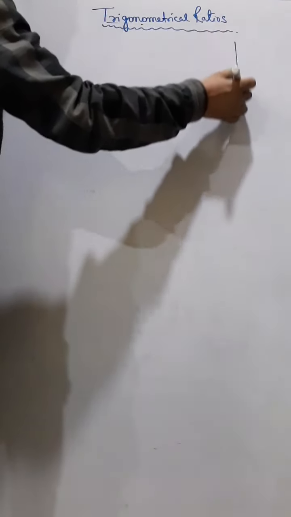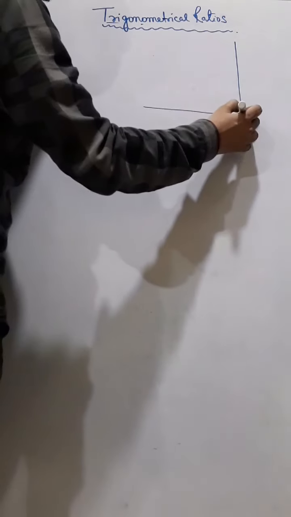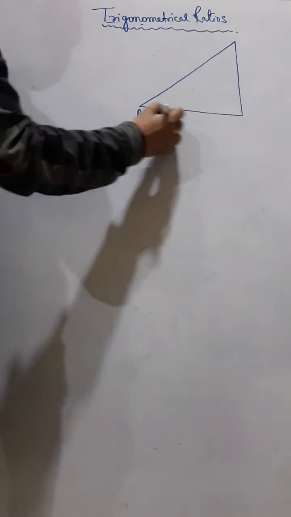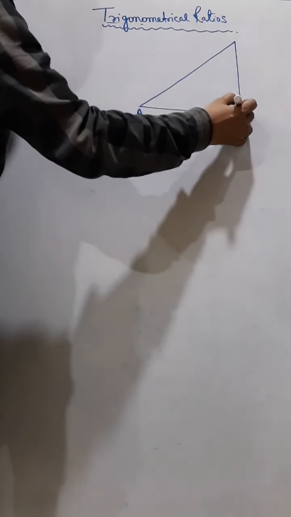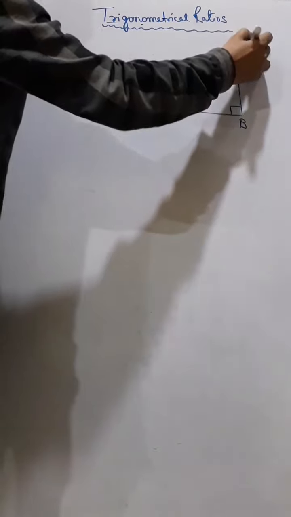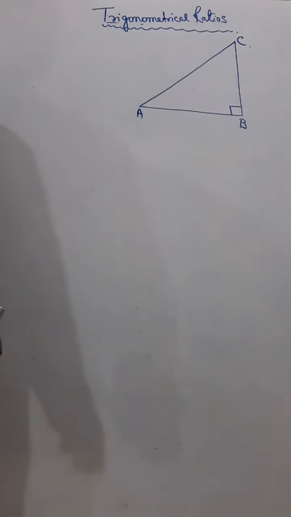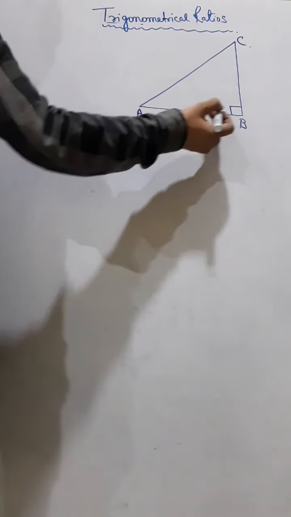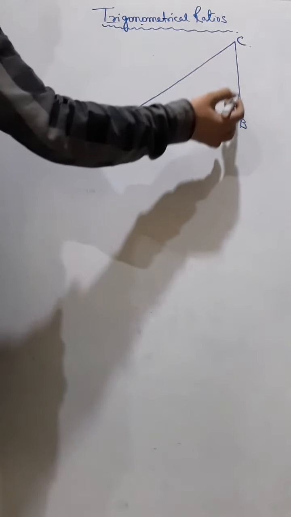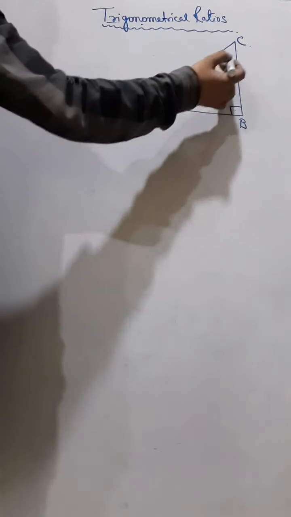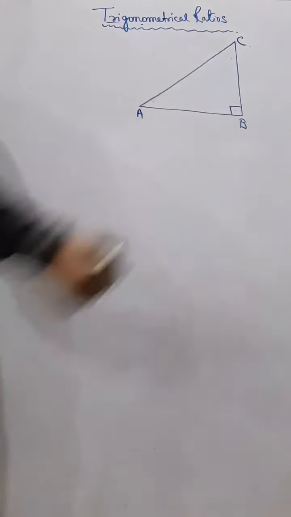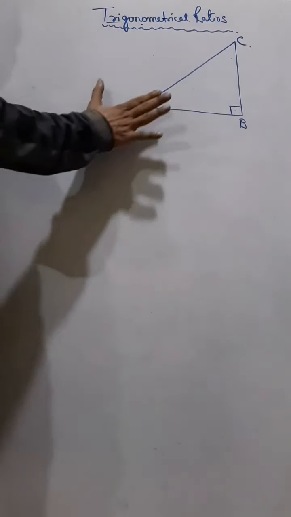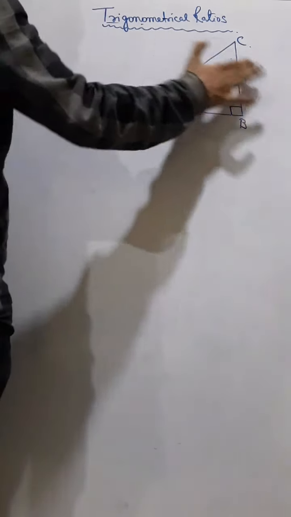Now, let there be a right angle triangle, right angled at B. Now this is 90 degree, and in a right angle triangle one angle is 90 and the other two are acute angles. Now there is a relation between these acute angles and these sides.